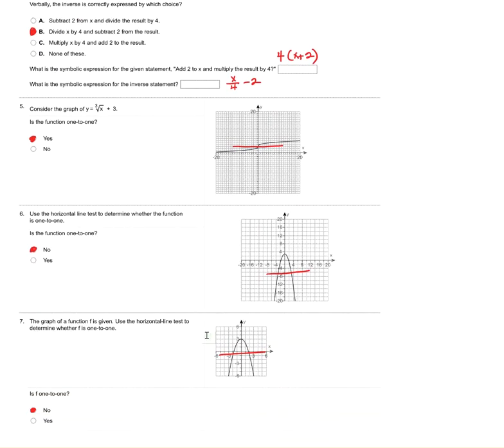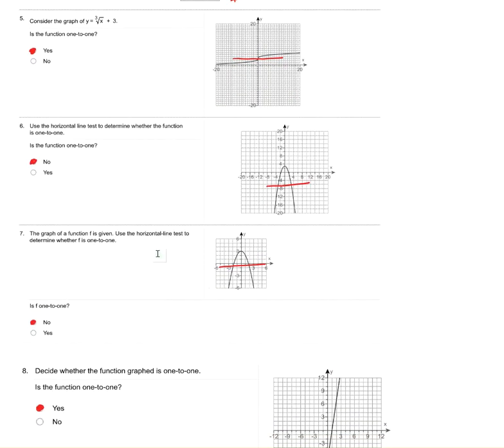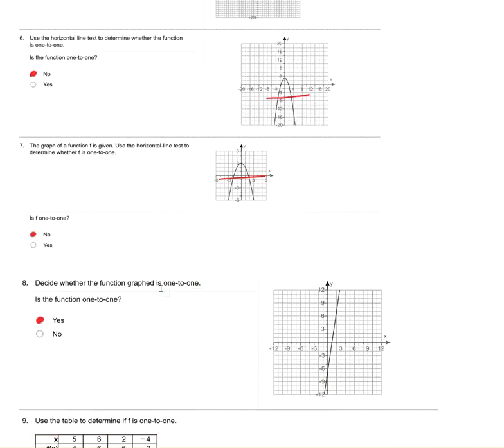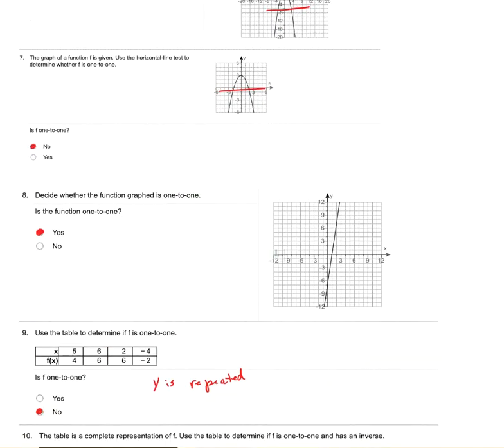5, 6, and 7, we're deciding about 1 to 1. Consider this graph. Is it 1 to 1? I just drew a line right there to remind you that yes, that is. This one, no. This one, no. I think that looks just like number 6. It says, is that a 1 to 1? No. All right. Is this 1 to 1?